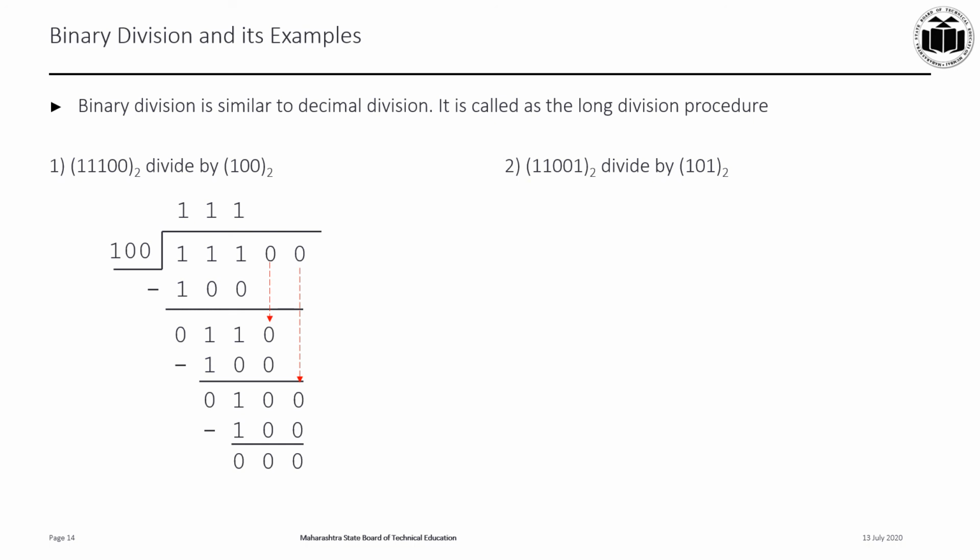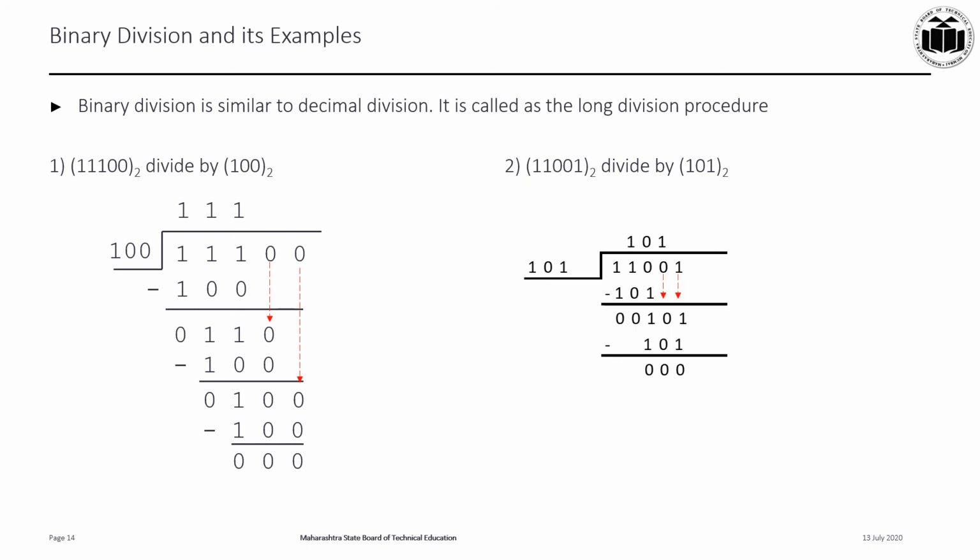Coming to the next example, 11001 is to be divided by 101. Again, both are binary numbers. Here the dividend is 11001 and the divisor is 101. The same steps like the previous problem are to be carried out over here till you get the remainder as 000. The quotient for this particular example, you will get it as 101 and the remainder will be 000.